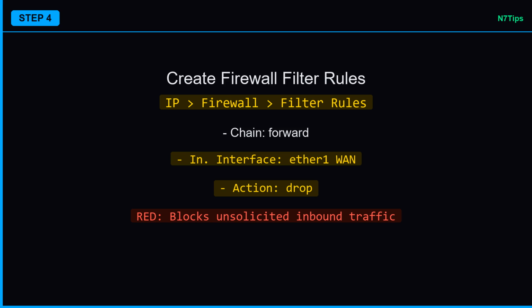Now let's add firewall rules to protect your network. Create a filter rule on the forward chain that drops any unsolicited traffic coming in from the WAN interface. This blocks attackers from reaching your internal devices unless you've specifically allowed the connection.